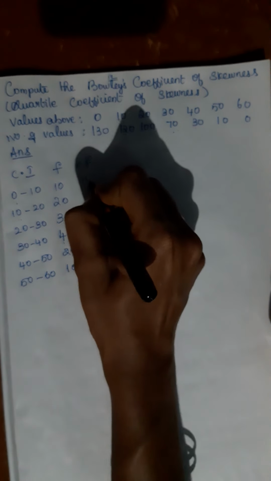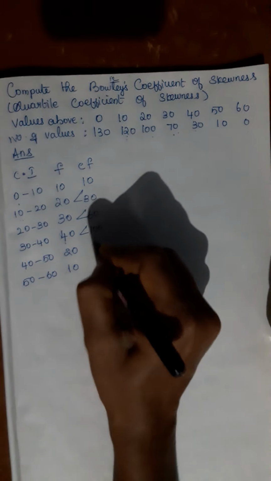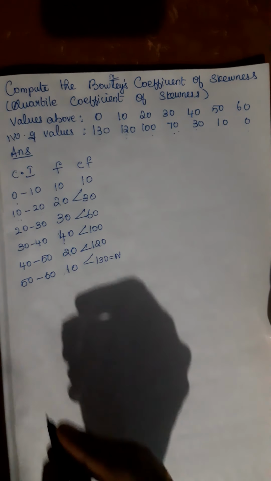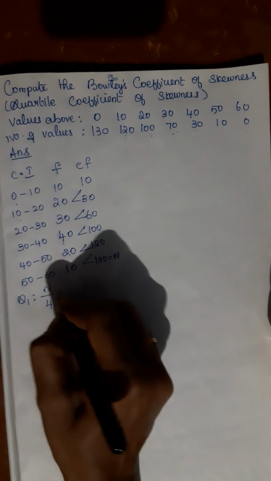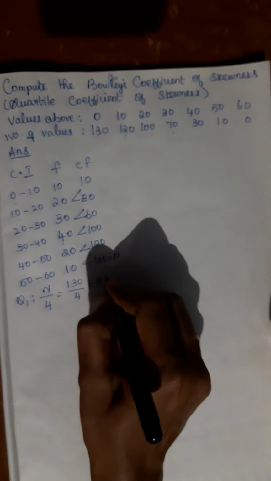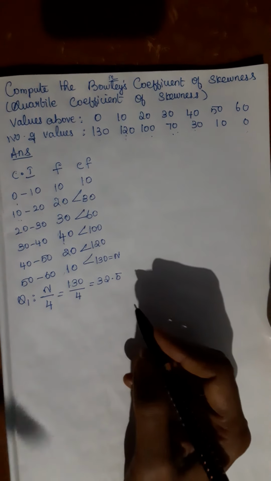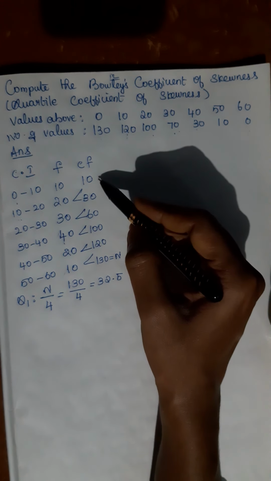So now compute the cumulative frequencies: 10, 30, 60, 100, 120. Just keep on adding the values. You get the value of n. Okay. Now compute the first quartile, for which you should compute n by 4. 130 divided by 4 is 32.5.